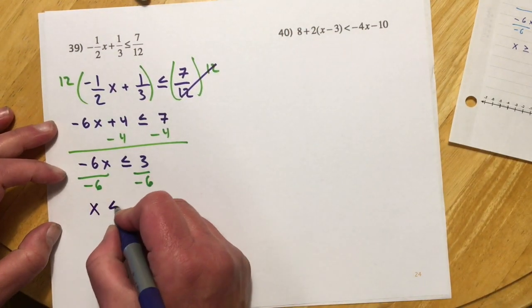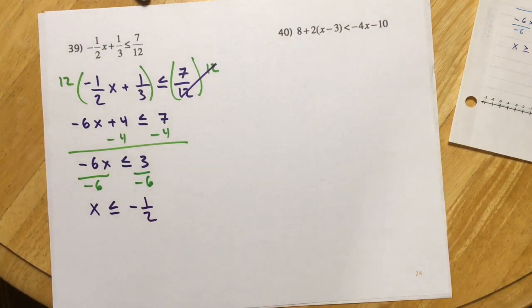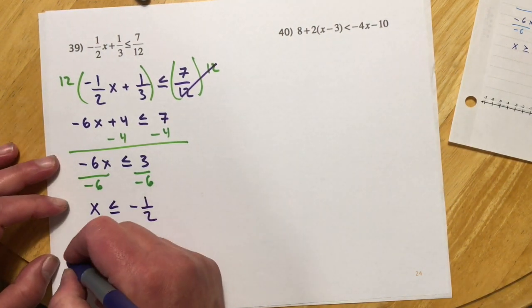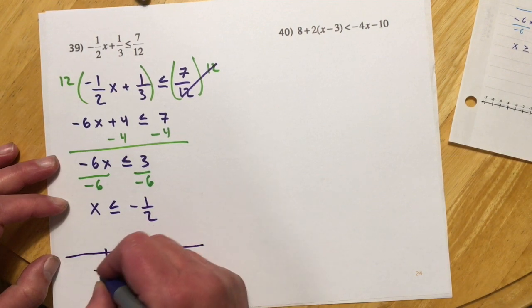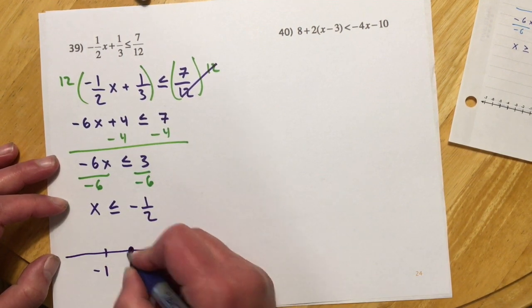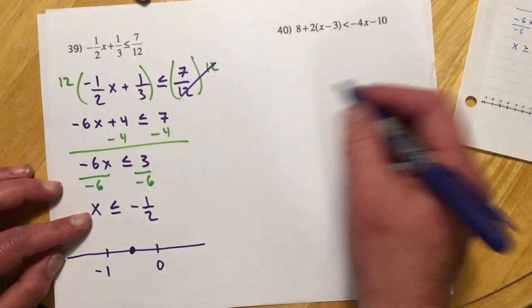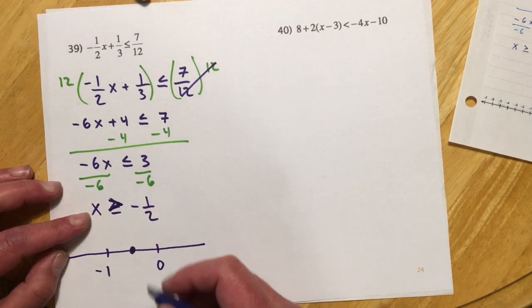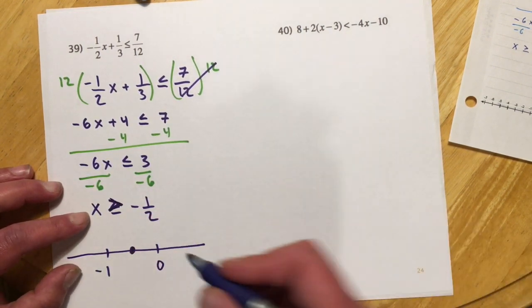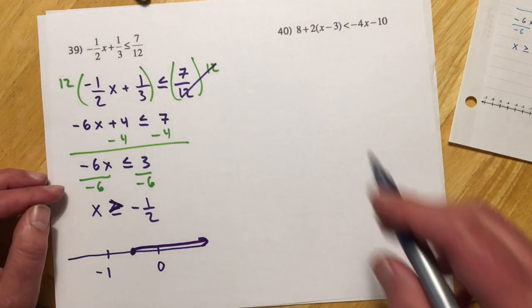And x is less than or equal to negative 1/2. So in case I did provide a number line, if this is 0 and this is negative 1, it would be right there. And x is, oops, you know what? I'd say if you do enough of these in a row, you forget one. I did divide by a negative, so I needed to flip that. And x is greater than the negative 1/2, so it's going this way.